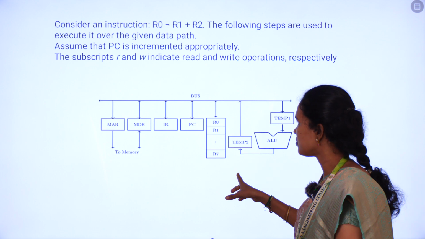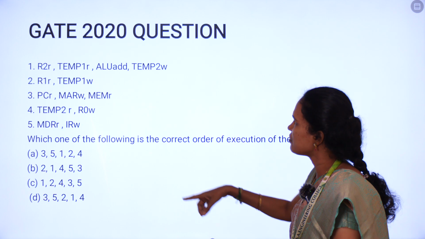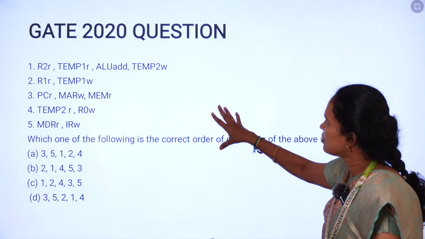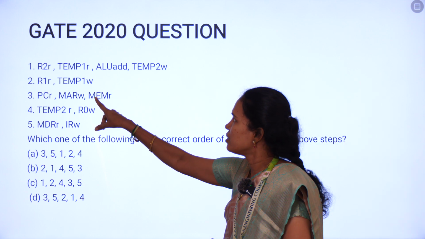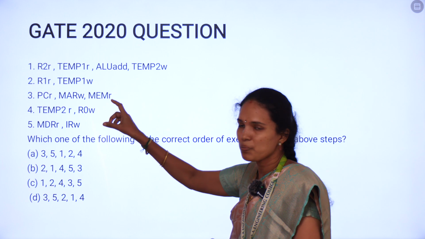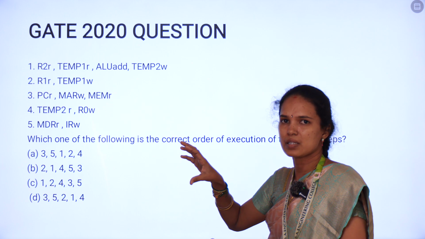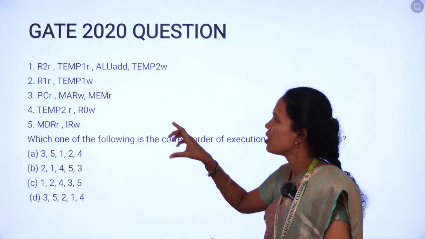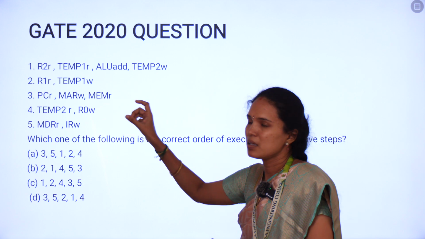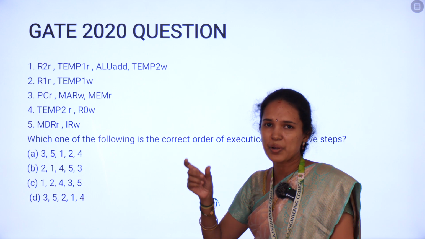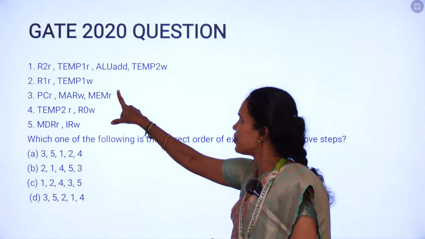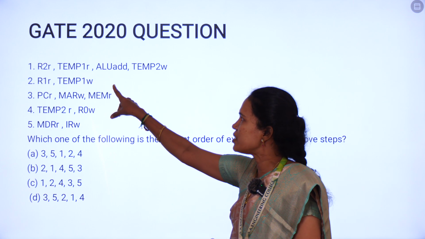What you have to identify is that they have given some set of instructions. First, R2 read. R2 is the register name, and small r means read. Read the register R2. Temp1 is a temporary register, again R means read.